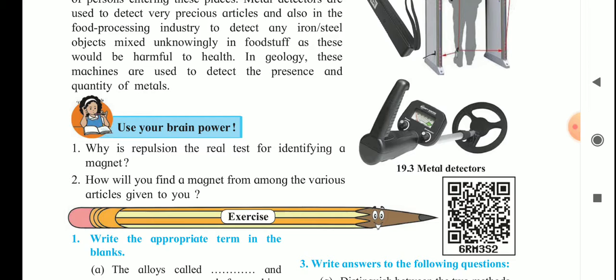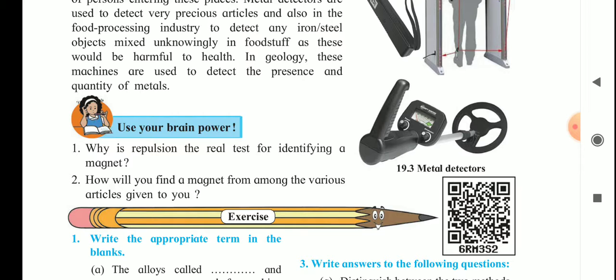Now, the next question is, what is repulsion? Why is repulsion the real test of identifying the magnet? When attraction is there, there are two possibilities: either the objects have opposite poles, because unlike poles attract each other, or the other object is a magnetic material and the magnet attracts it. So when repulsion is there, both the objects are magnets. So repulsion is a real test for identifying a magnet.